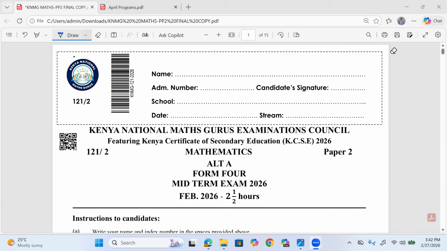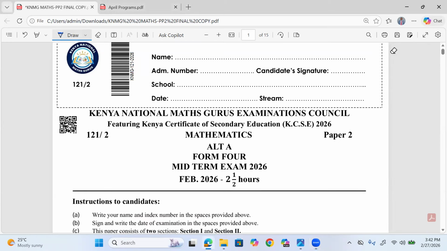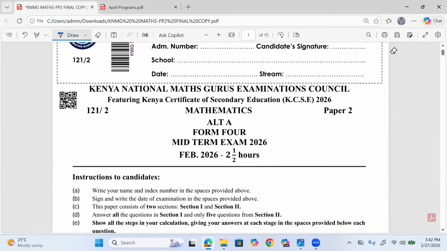We are doing a continuation on the Kenya National Examination Council Mathematics Paper 2 in preparation for the KCSE 2026. So kindly continue following up.